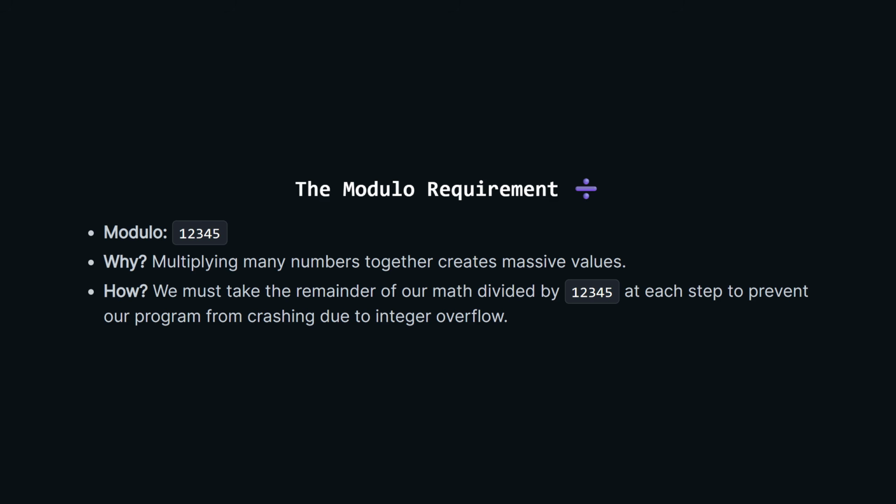Now what about that modulo rule? The problem says we need to take our product modulo 12,345. Why did they do this? Well, if you have a grid with 100,000 numbers, and you multiply them all together, the result is so astronomically huge that a standard computer variable can't even hold it. The modulo just keeps our numbers small and manageable at every step of the calculation.